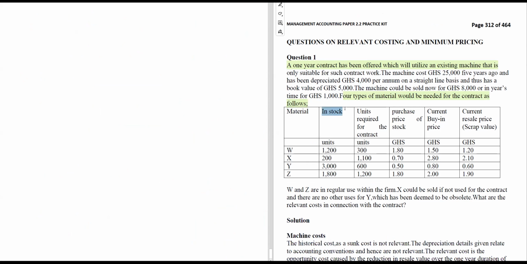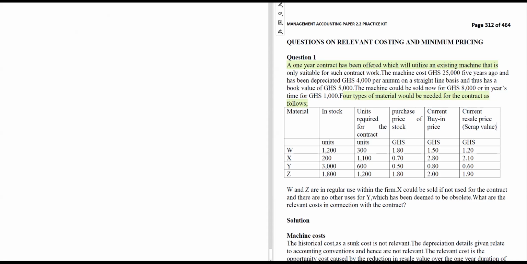We have materials in stock, the units, and we have materials that we require for the contract, and the purchase price, that's the book stock, the purchase price of the stock. The historical cost. Do you get it? The historical cost, the current buy-in price, which is the replacement cost, and then the resale price or the scrap value.